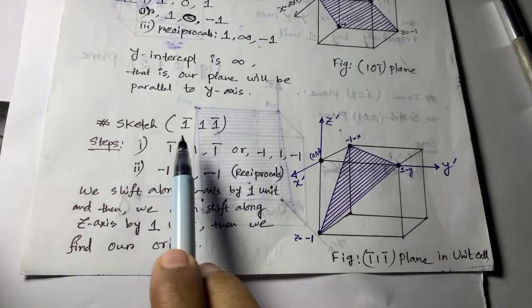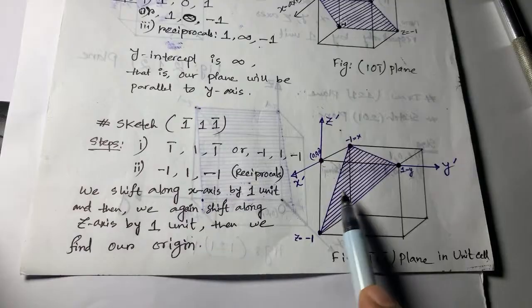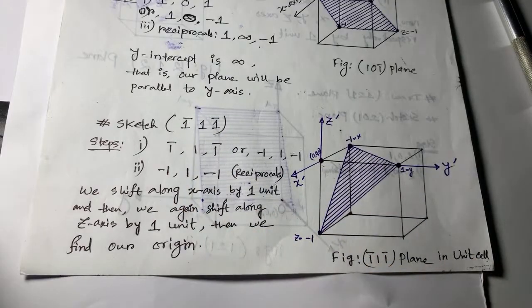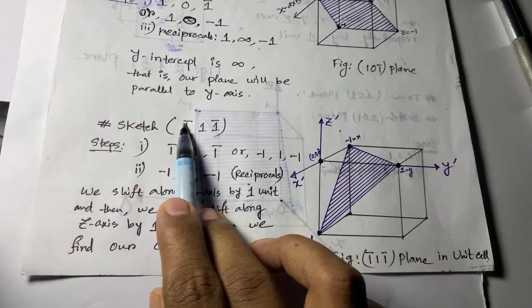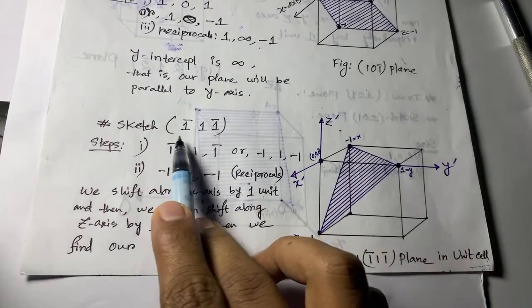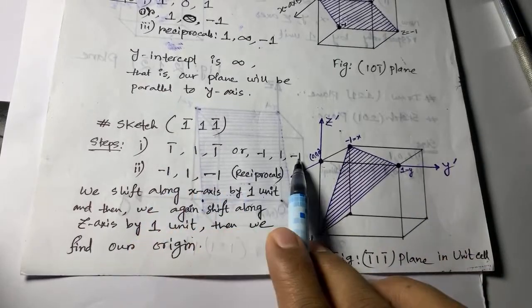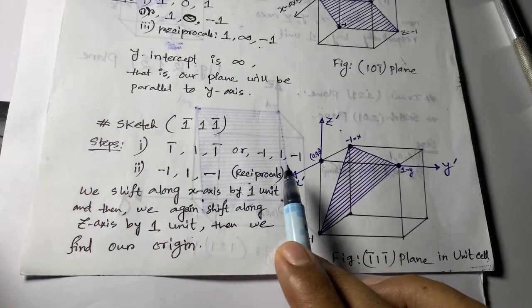So now I have Miller indices 1 bar, 1, 1 bar, and I will be drawing this plane from these Miller indices. First things first, we have to recognize that 1 bar represents -1. These bars represent -1. So I have rewritten them as -1, comma 1, comma -1.